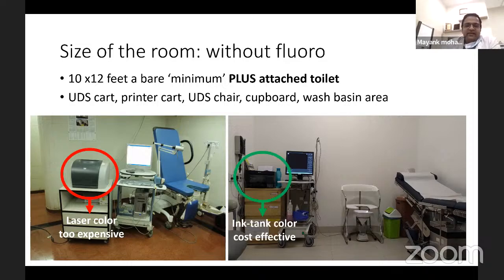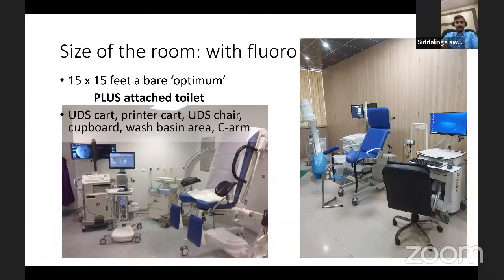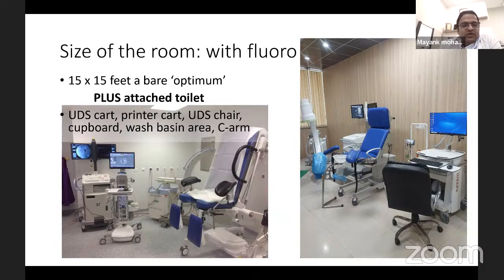Now, it is a very cheap color printer, which is ink tank and very easy to maintain. And the cost is also very less. Coming to the video urodynamics room. Now, it has to be obviously bigger because it has to move around the fluoroscopic C-arm. So roughly 15 by 15 feet is a bare minimum optimum size of the room with an attached toilet.